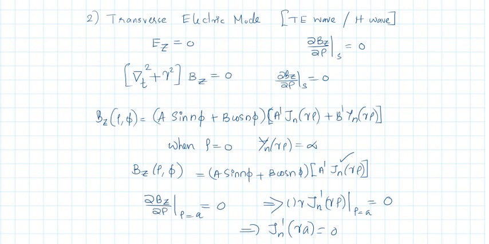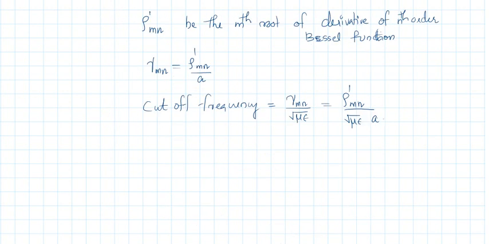But the important difference is that here the boundary condition is on the derivative: dou Bz by dou rho at rho equal to a is 0. So take the derivative and put rho equal to a. Then you will get Jn prime of gamma a equal to 0. Let rho prime mn be the mth root of the derivative of the nth order Bessel function.